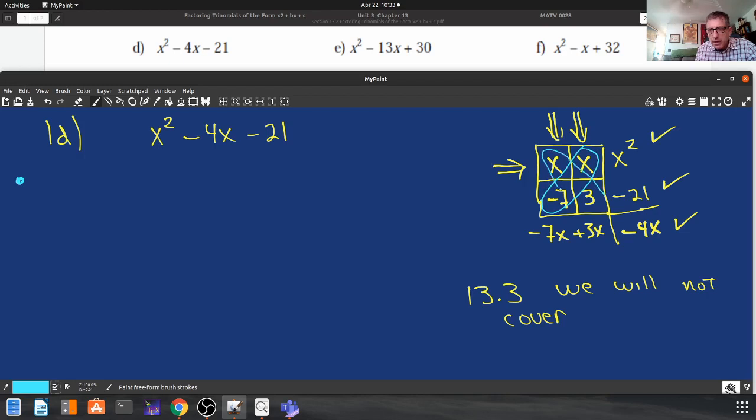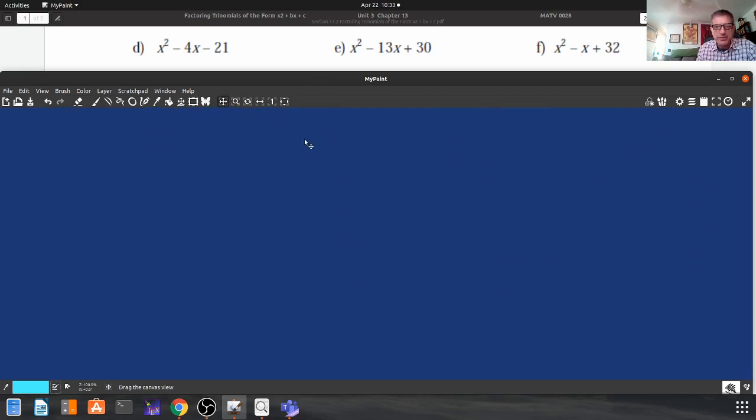So there's my factorization. My factorization, again, is always in parentheses. So it's x plus 3 and x minus 7. So x squared minus 4x minus 21 is equal to x plus 3 times x minus 7. So let's do E.